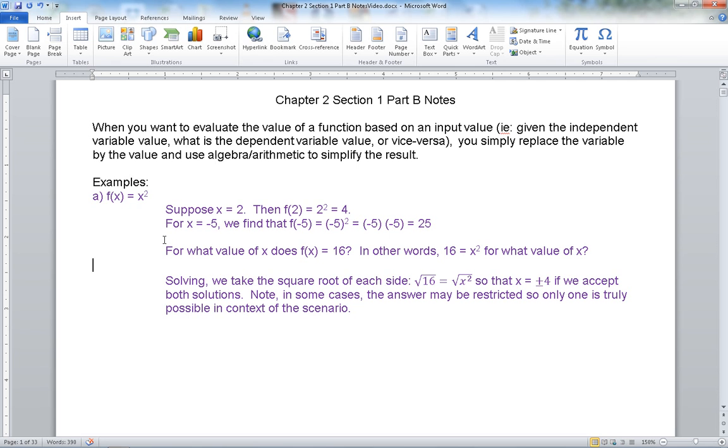Now in some cases your domain may be limited, in which case only one of those two answers is possible. So keep that in mind as you move through examples and look at different scenarios.